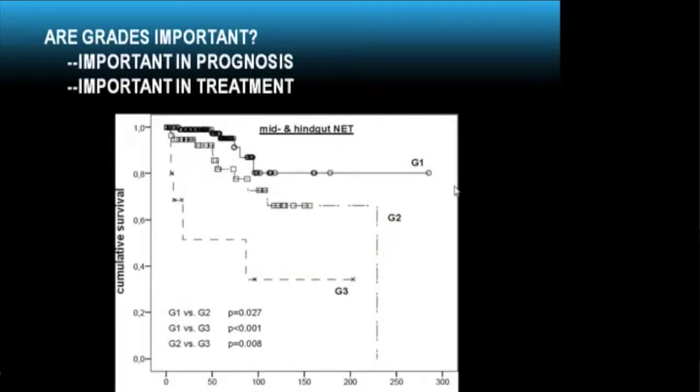So as we all know, tumor grades are very important in the prognosis. I have a picture shown here for mid and high grade neuroendocrine tumors. Basically, patients with a grade 1 tumor have a much better prognosis than with a grade 3 tumor. And in addition, tumor grades are also important in helping clinicians make treatment decisions. For example, a grade 3 carcinoma probably should be treated differently from a grade 1 or 2 tumor.